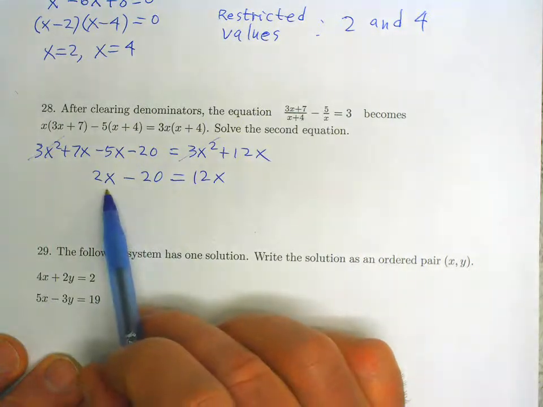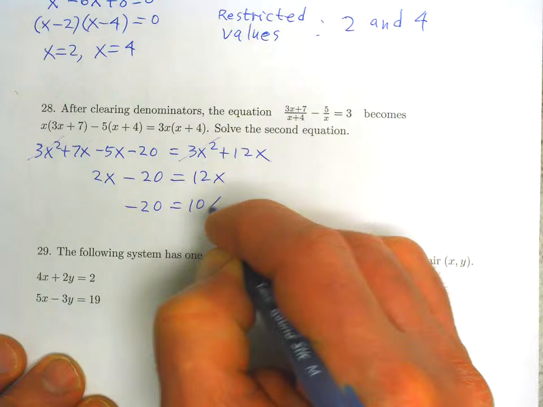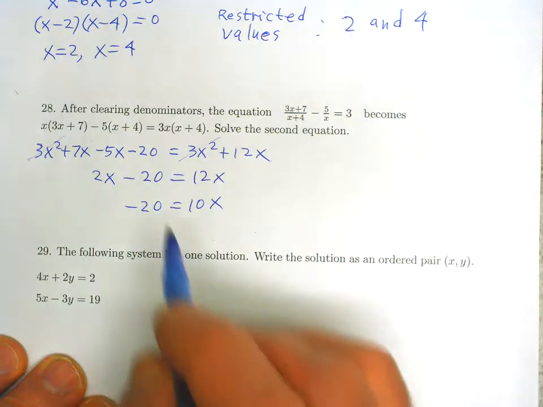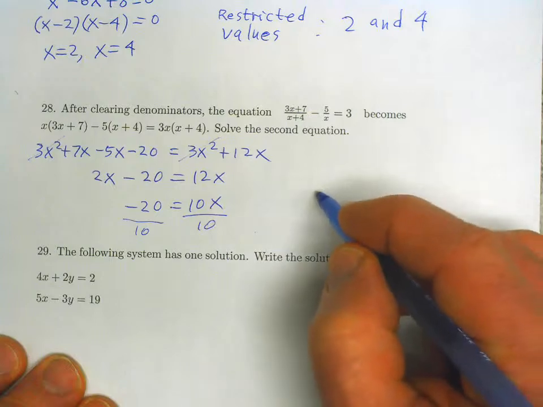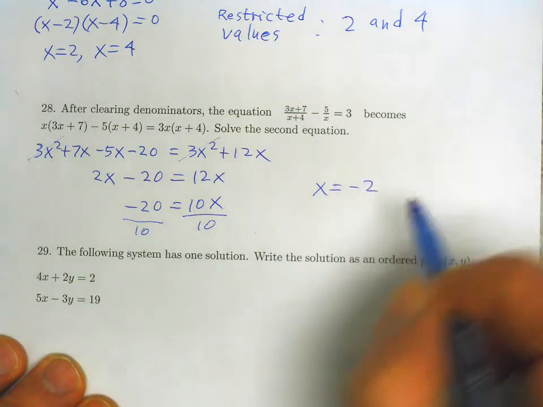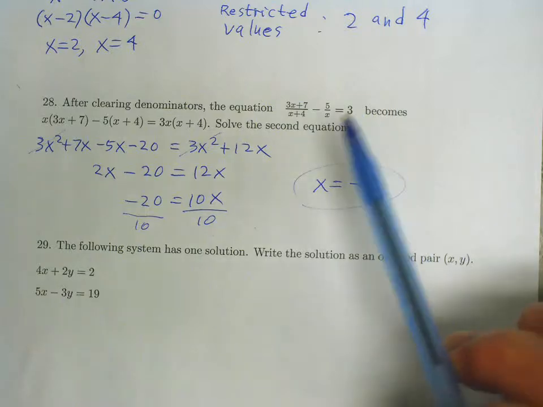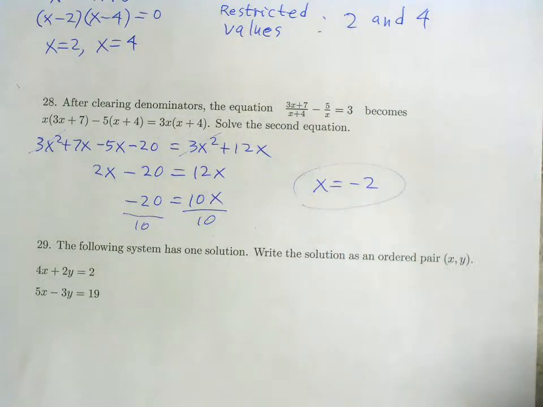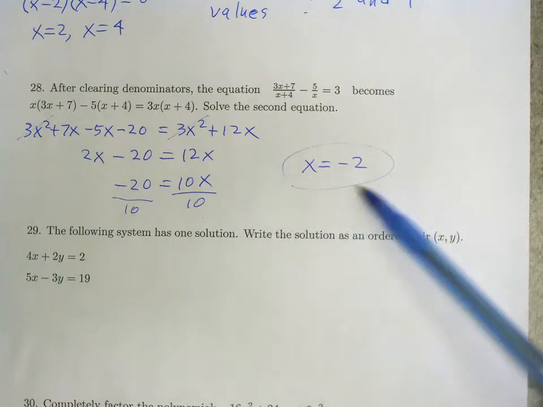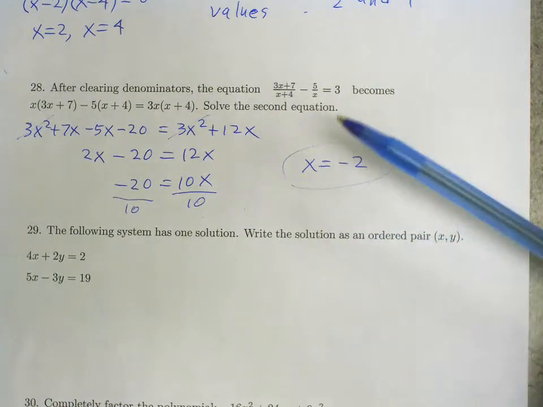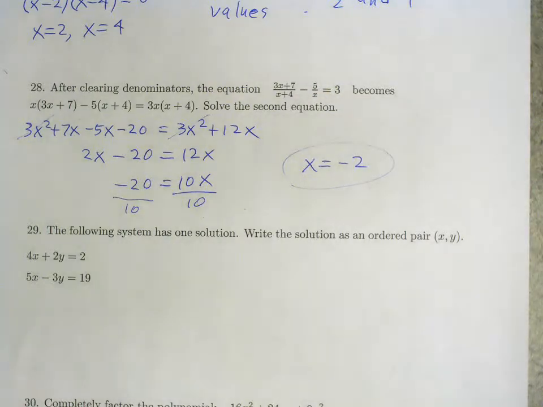Then we can subtract 2x from both sides, so that negative 20 equals 10x. And then divide both sides by 10. And we get x equals negative 2 for the solution. So negative 2 is not a restricted value, so we'll say that that's the solution. If you want to check to make sure it works, then replace every x with negative 2.